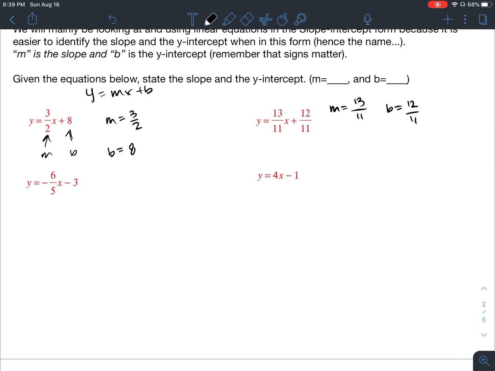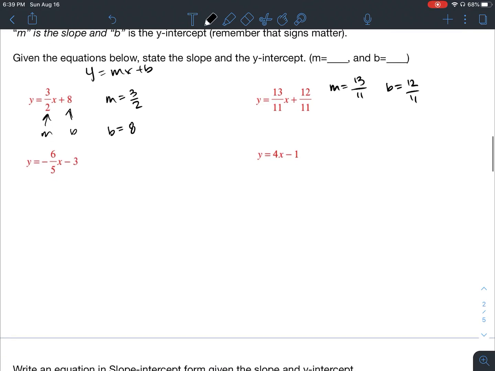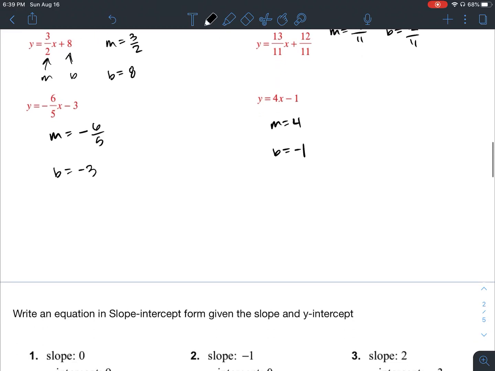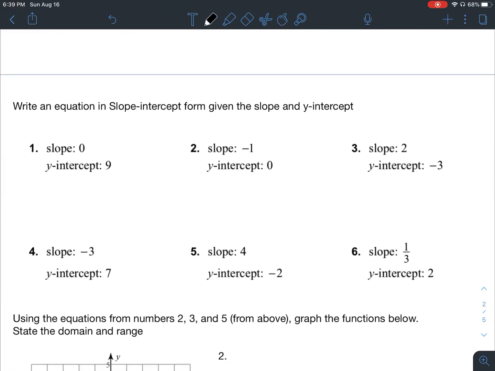Now, this one we have negative signs, and negative signs matter. It will change what our function does. So we include them. So m is equal to negative 6 over 5, b is equal to negative 3. Here, m is equal to 4, b is equal to negative 1. So as long as your function is in slope-intercept form, it's pretty easy to identify your slope and your intercept.